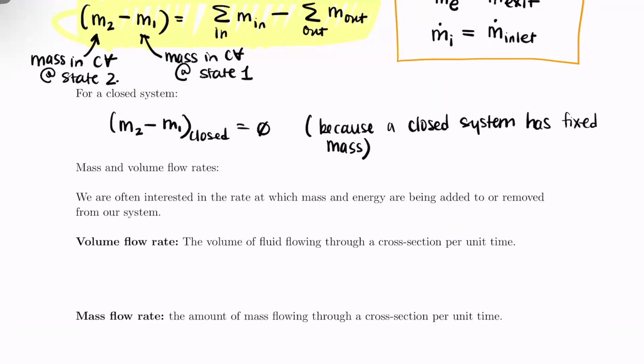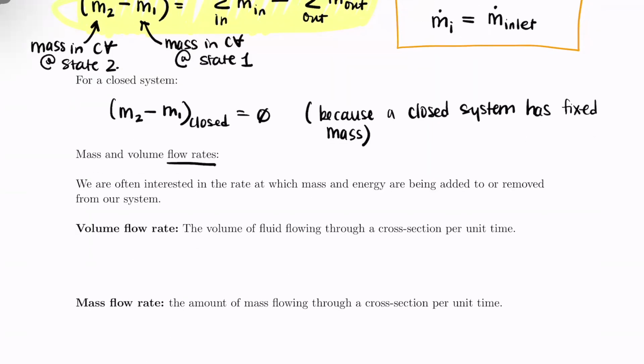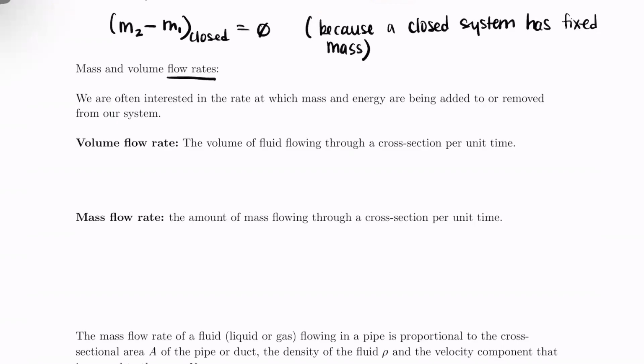It's also important to talk about mass and volume flow rates. Since we care about rates in this unit, rates at which mass and energy are being added to or removed from our system, we naturally need to know about mass and volume flow rates. Volume flow rate is the volume of fluid flowing through a cross section per unit time. This is typically denoted as volume with a dot over top.